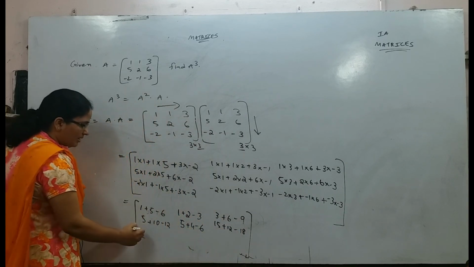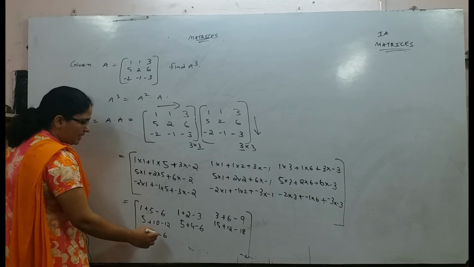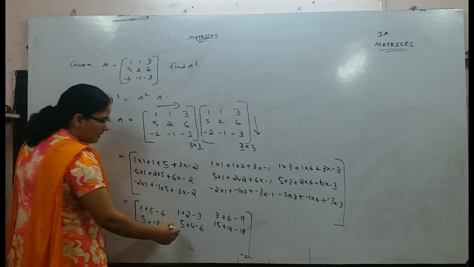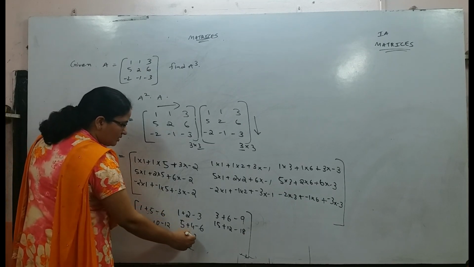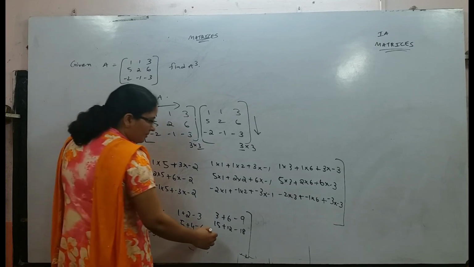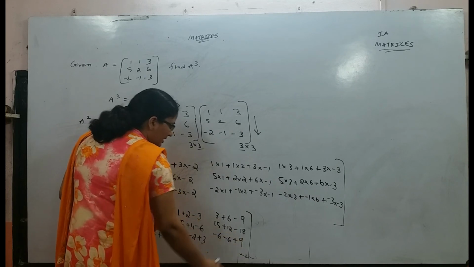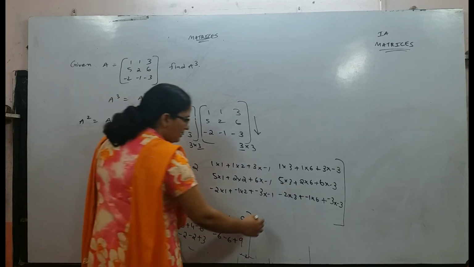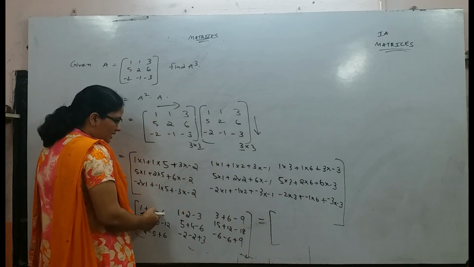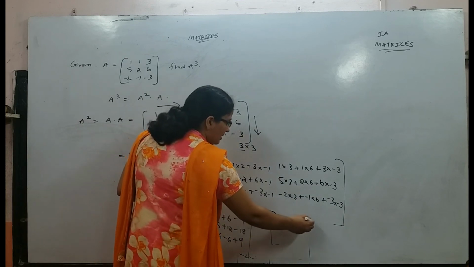Here you have minus 2 minus 5 plus 6, minus 2 minus 2 plus 3, minus 6 plus 9. This is what you have. So that is equal to 6 minus 6, 3 minus 3, 9 minus 9. You have 0, 0, 0.